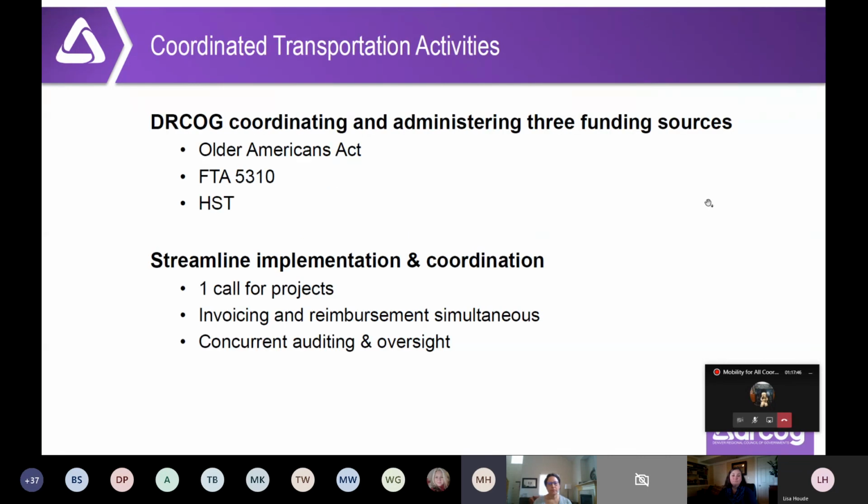And coordinated transportation activities. So DRCOG now administers 3 funding sources, and this gives us a great opportunity to have one call for projects, invoicing and reimbursement that's simultaneously in concurrent auditing and oversight, ultimately looking to streamline the process and make it easier for everyone involved.